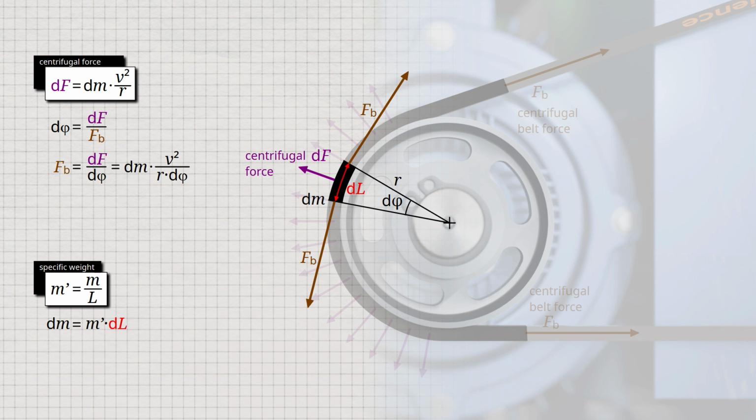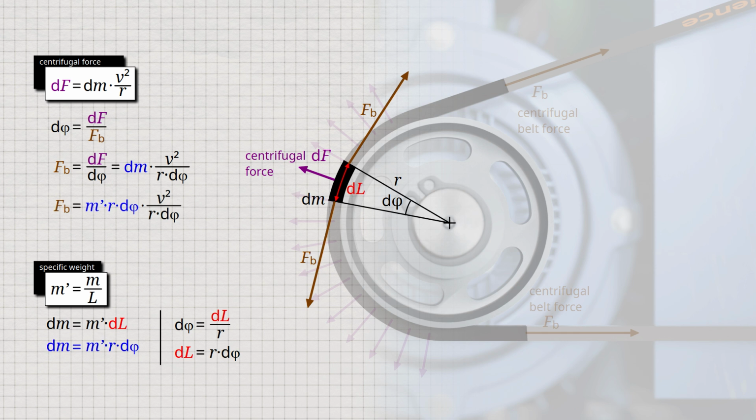Now we can establish a relationship between the length dl of the considered belt section and the pulley radius r, using the angle dφ in radian measure. Note that for simplicity, the radius of the circular path of the belt is equated to the radius of the pulley. Thus, the formula given applies to the length dl of the belt section. We now use this term for the length dl in the formula for the mass dm of the belt section and obtain the expression shown. We then use this expression in the formula for the centrifugal belt force Fb and obtain the formula shown.